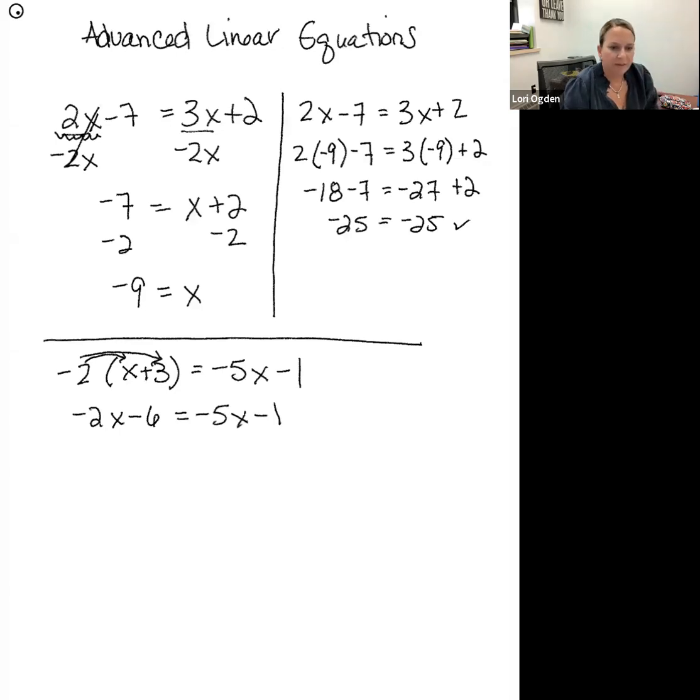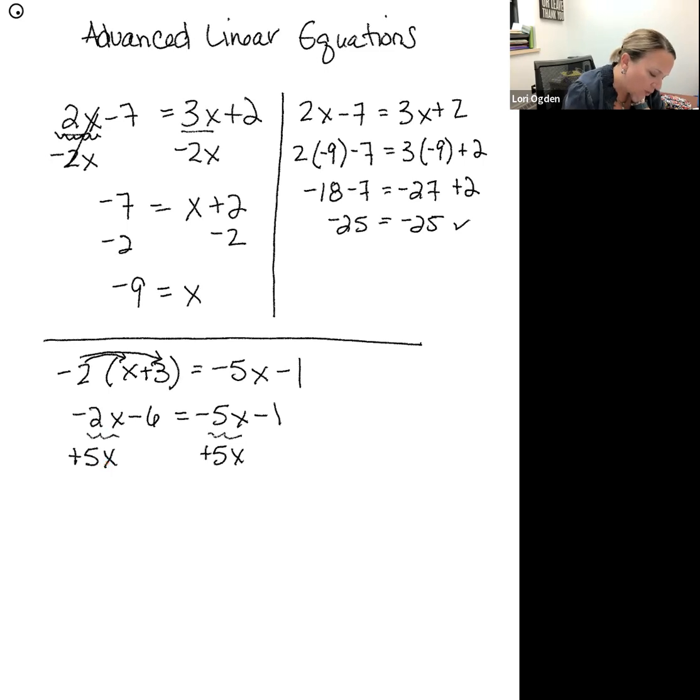And I'll rewrite the right side. Okay, so now we're looking at something similar to the example before. We would like to move one of the x terms. Okay, so if I move the 5x by adding 5x, because that would give me 0. Again, I chose that because when I add 5x and negative 2x, I'll get a positive number. But it would be perfectly fine if we chose to add 2x to both sides.